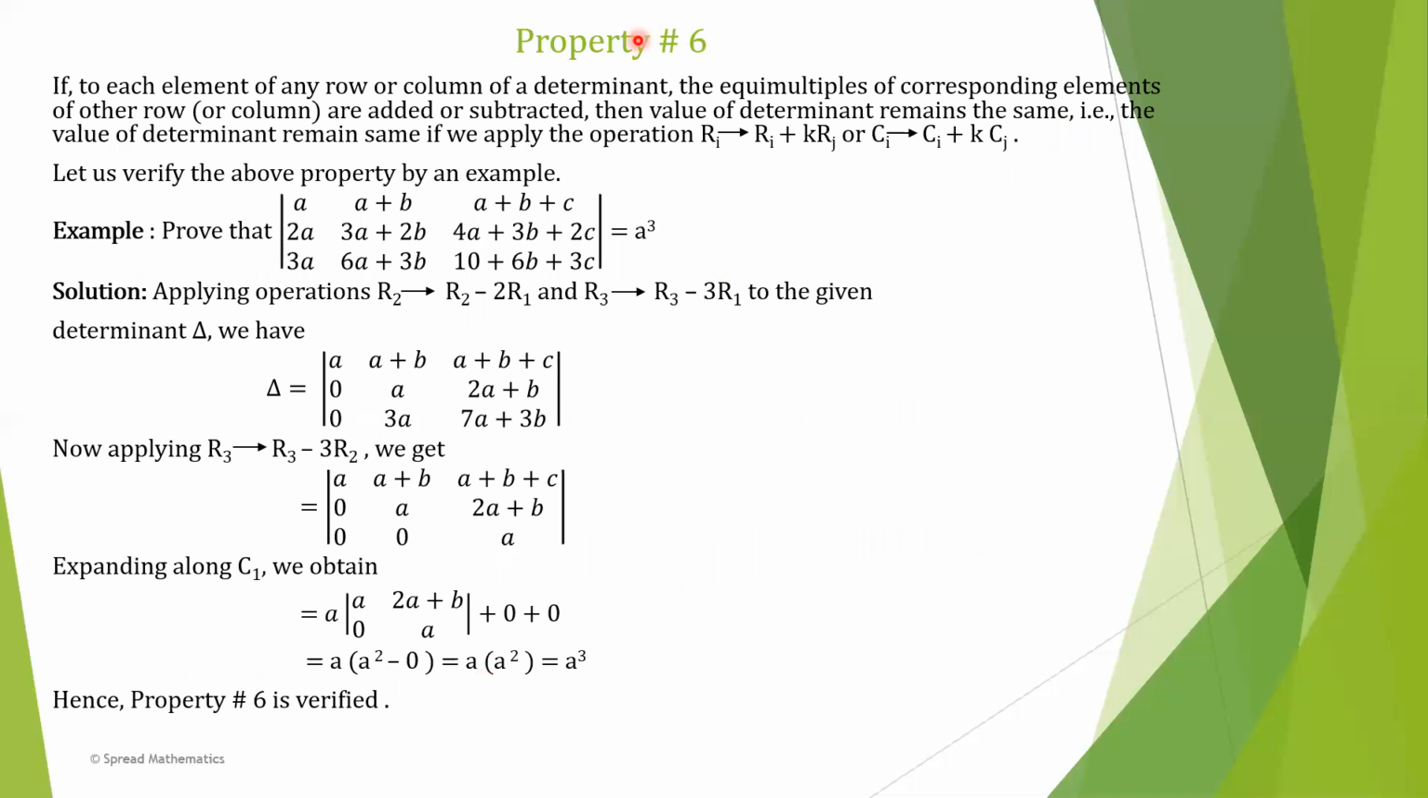Now the last property, number 6. If to each element of any row or column of a determinant, the equimultiples of corresponding elements of another row or column are added or subtracted, then the value of the determinant remains the same. That is, the value of the determinant remains the same if we apply the operation Ri replaced by Ri plus k Rj, or Ci replaced by Ci plus k Cj, where k is any constant.